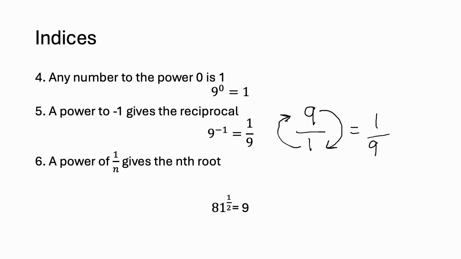And when we have a power of 1 over n, that gives the nth root. So for instance here, 81 to the power of a half is the same thing as saying square root of 81, which is 9. If you do it to the power of a third, that's going to be a cube root. To the power of a fourth, that is going to be fourth root, and so on and so forth.